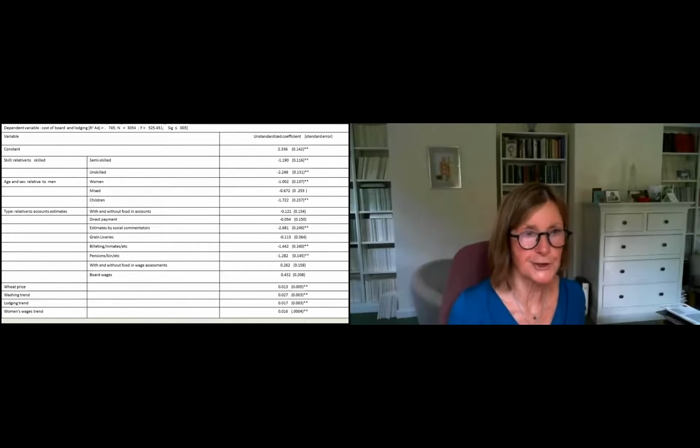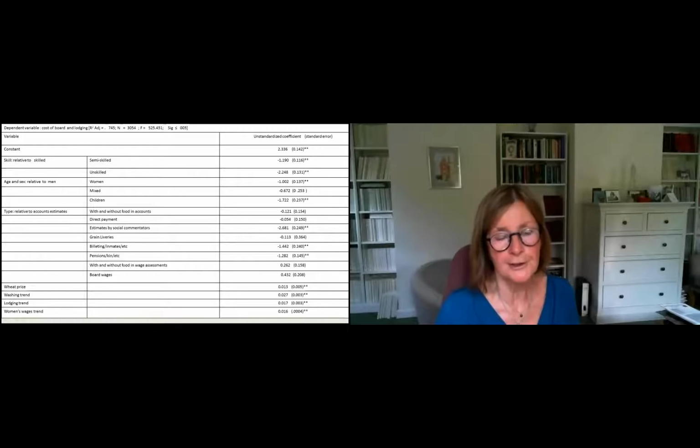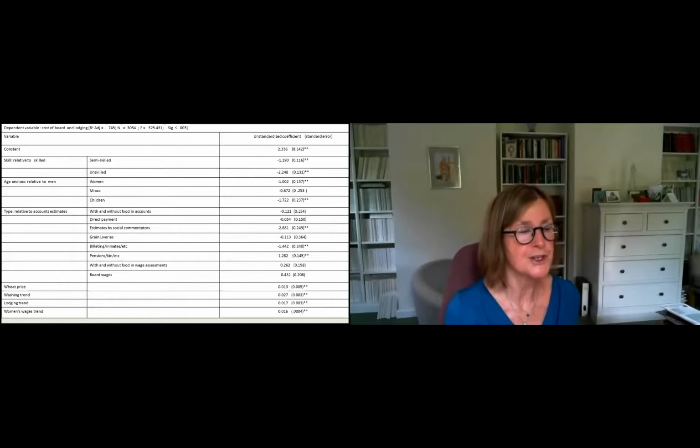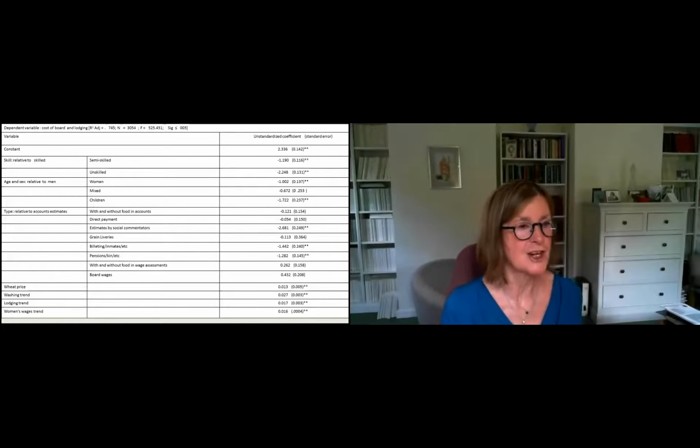As we might expect, semi-skilled and unskilled workers are paid less than the skilled men, who are at the baseline here. And women, mixed groups and children get less in board and lodging than do men. And as far as types are concerned, this is very interesting: all the types of observations taken from accounts are not significantly different. There's no significant difference between the size of the board and lodging cost that appears directly in the accounts and the size of the board and lodging costs that I've inferred when workers are given food with their wages or when they're given a simple wage. So the accounts estimates are very much all from the same bundle.